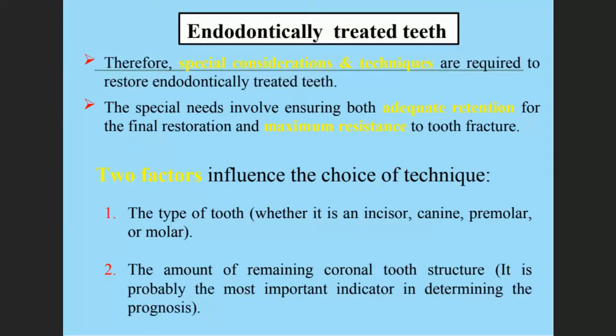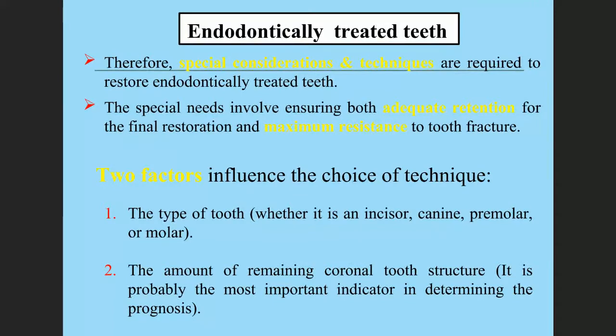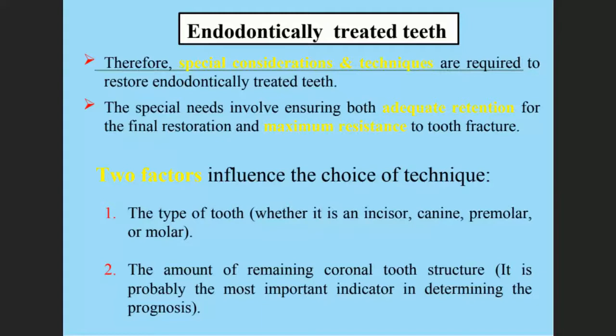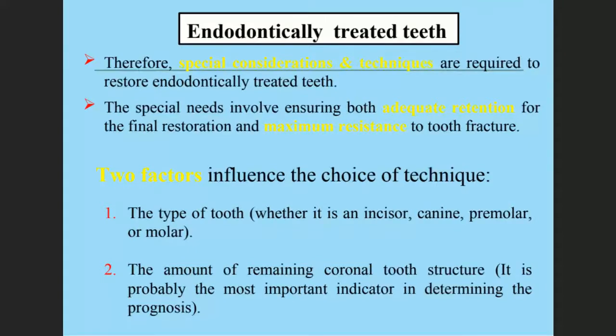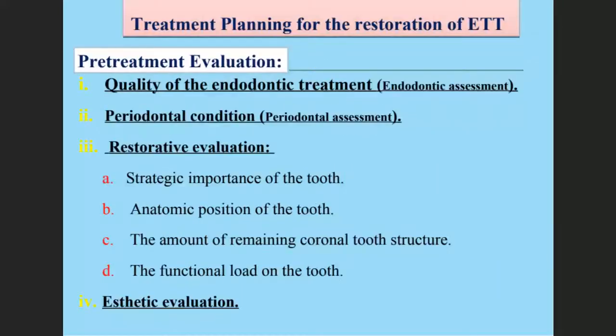The factors that influence the choice of the technique: we have two factors. The type of the tooth, whether anterior or posterior, and the most important here is the amount of remaining coronal tooth structure, which is the most important indicator in determining the prognosis. So conserving coronal tooth structure is very, very important when treating endodontically treated teeth.